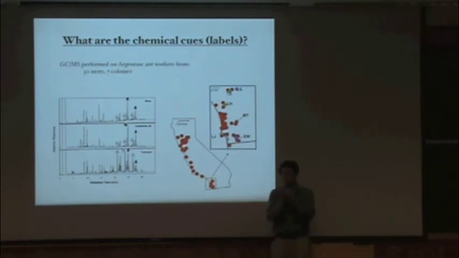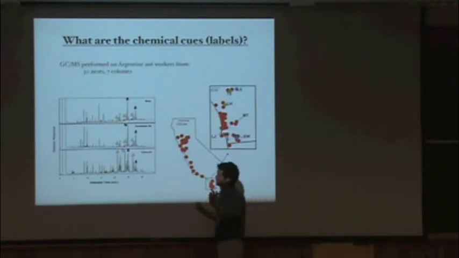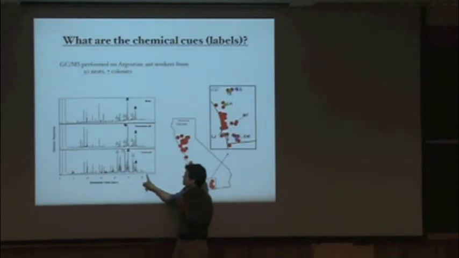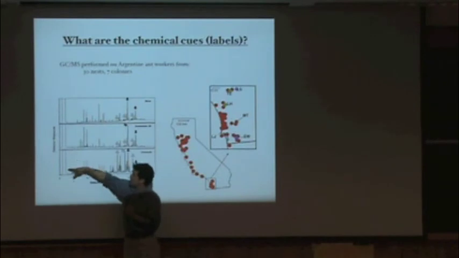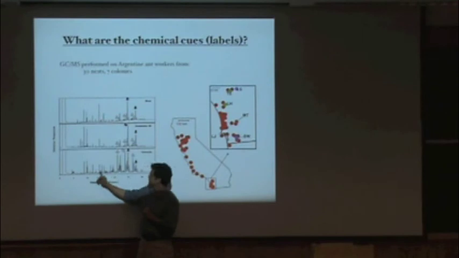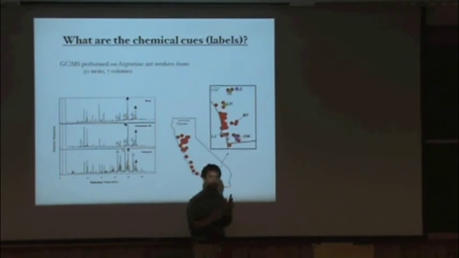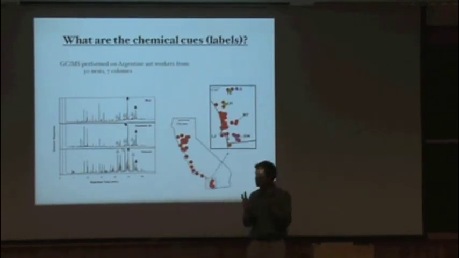And so we can take ants, we can extract the chemicals off their exoskeleton, we can inject them into a gas chromatograph, and we get something out that looks like this, where along the x-axis we have each of the different chemicals, they come off at a different time, and on the y-axis we have amount. So essentially each of these different peaks shown here is a different chemical. These are all hydrocarbons, but there are small ones, and there are big ones, and there are some that have double bonds, and then there are some that have one methyl group or two methyl groups.